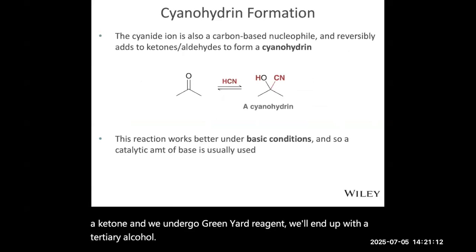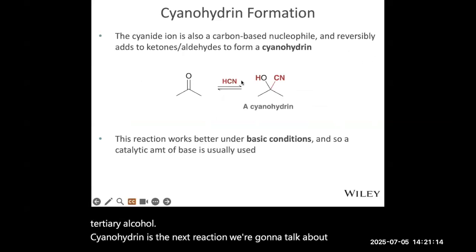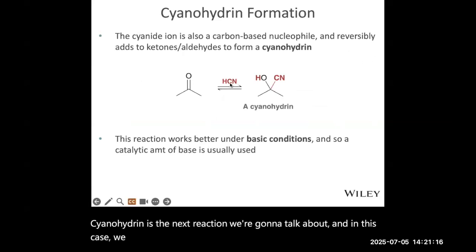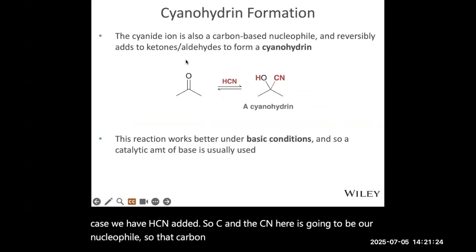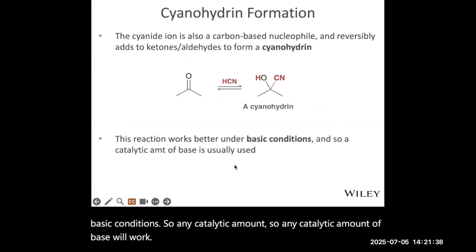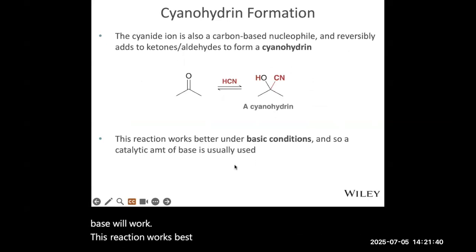Cyanohydrin is the next reaction we're going to talk about. In this case, we have HCN added. So the C in the CN here is going to be our nucleophile. That carbon attacks the carbonyl, kicks up, and then we protonate in a second step. This reaction works best under basic conditions. So as long as we have a catalytic amount of base, we should be fine.